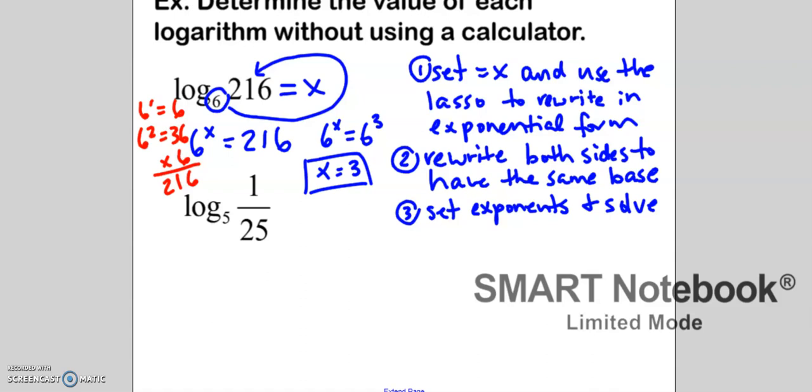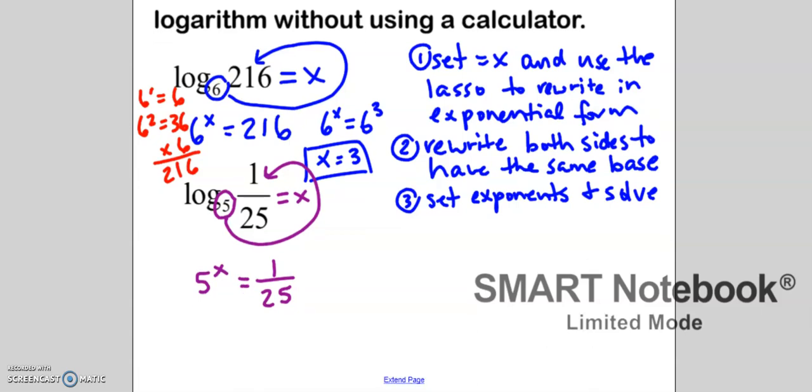All right, so hopefully you set it equal to x. Then you started at the base of 5 and did lasso to rewrite. So that gives you 5 to the x equals 1 over 25. And then here's the step where we need to rewrite both sides to have the same base. And this is a little bit tricky because there's a fraction on the right-hand side.